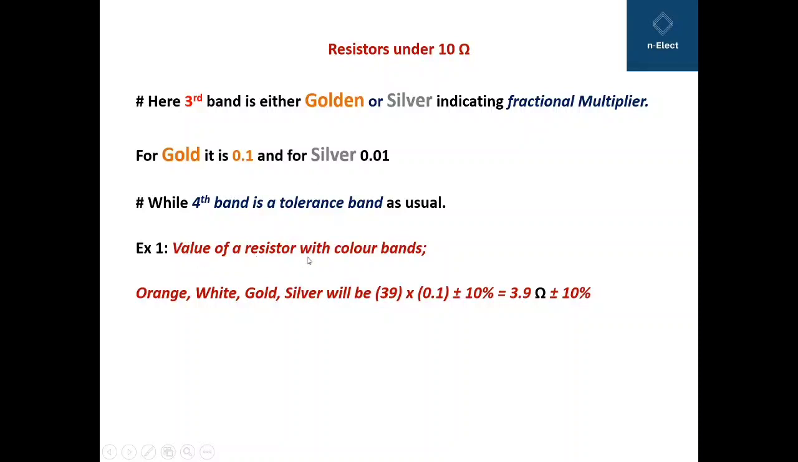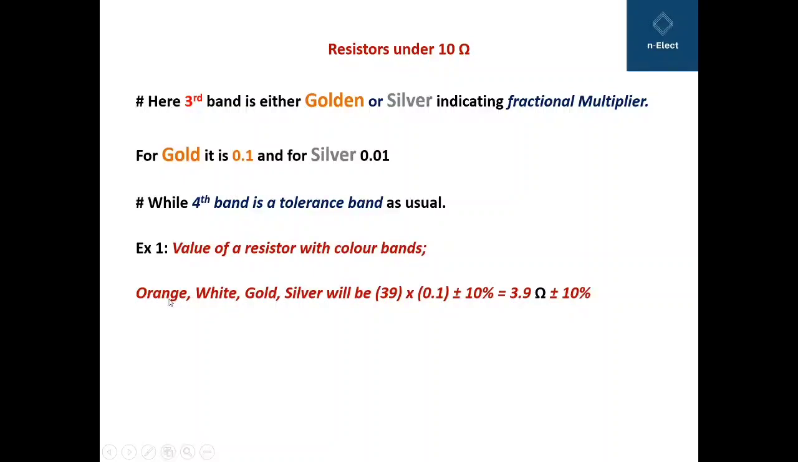Example, value of resistor with color bands. Now here different colors are written: orange, white, gold, silver. Now see here it's a 4 color band, but the third color band is gold. It indicates that the value of this resistor will be less than 10 ohm. So orange, white, gold and silver. So this gold represents the fractional multiplier, because it is at third position, and at the fourth position silver is there, so it represents naturally the tolerance.